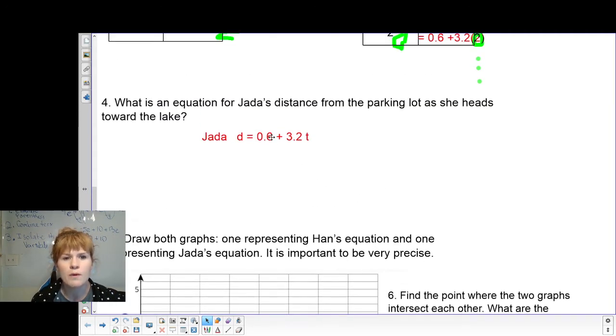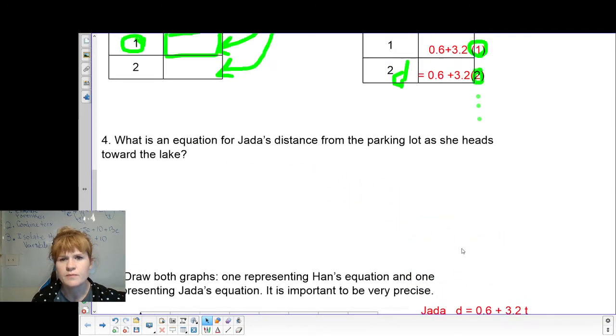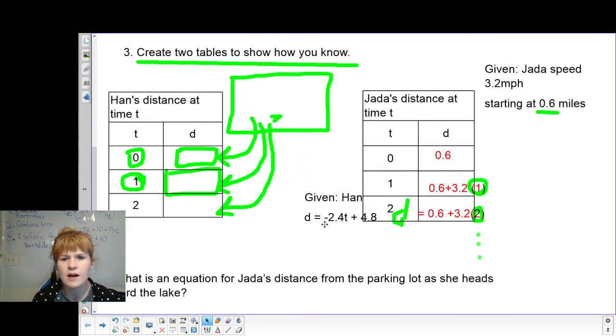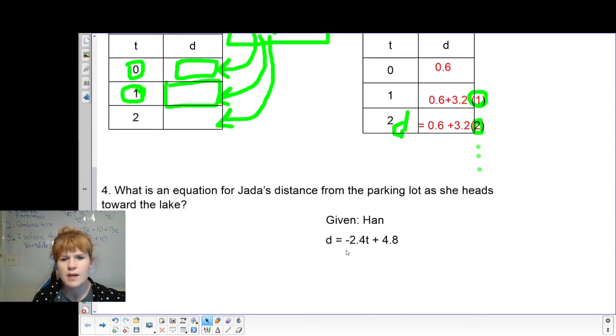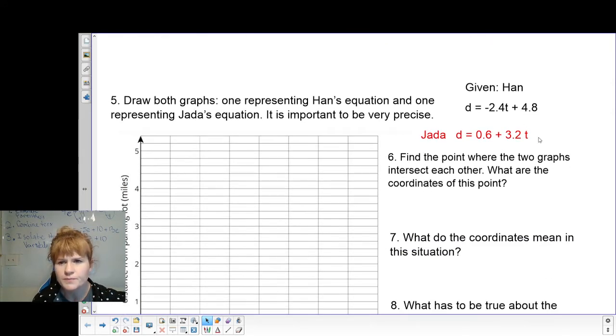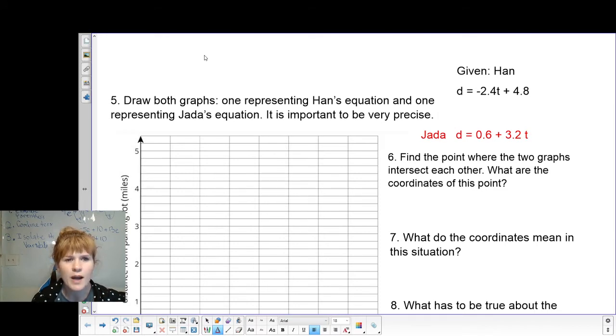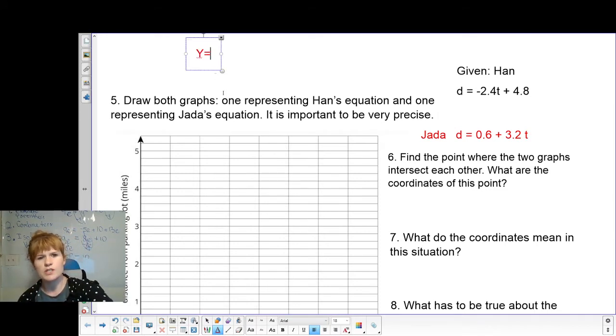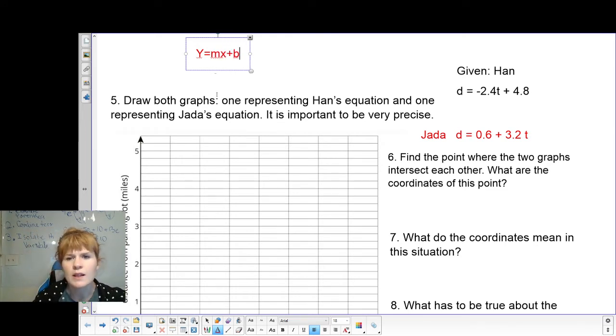Okay, we already got Jada's equation, and the problem gave us Hans' equation. So I'm going to put that right down here where we can see it and use it. Okay, these equations are kind of in slope-intercept form. So you have to remember the golden equation, y equals mx plus b. Let me show you that these are in that form, starting with Hans' equation.